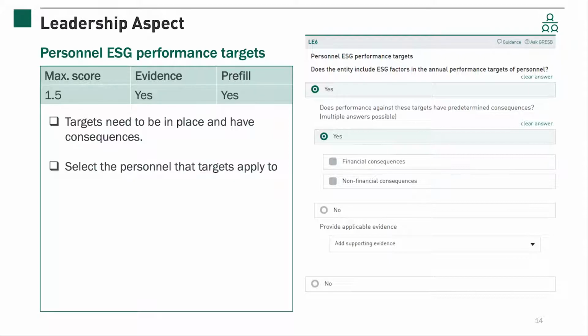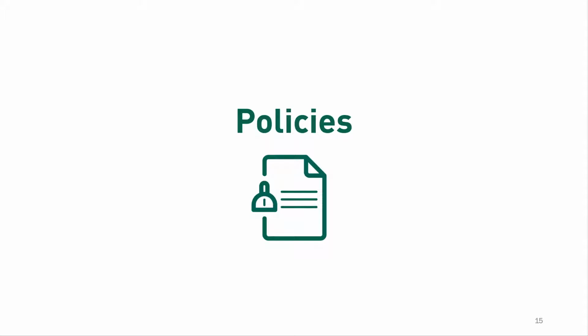This indicator is subject to manual validation, and validators will review the evidence to confirm that targets exist, that there are consequences, and that these apply to the personnel identified. The second aspect of the management component is policies. This aspect evaluates whether policies that apply to the fund and its activities have been formally adopted, and whether these cover the different E, S, or G pillars.